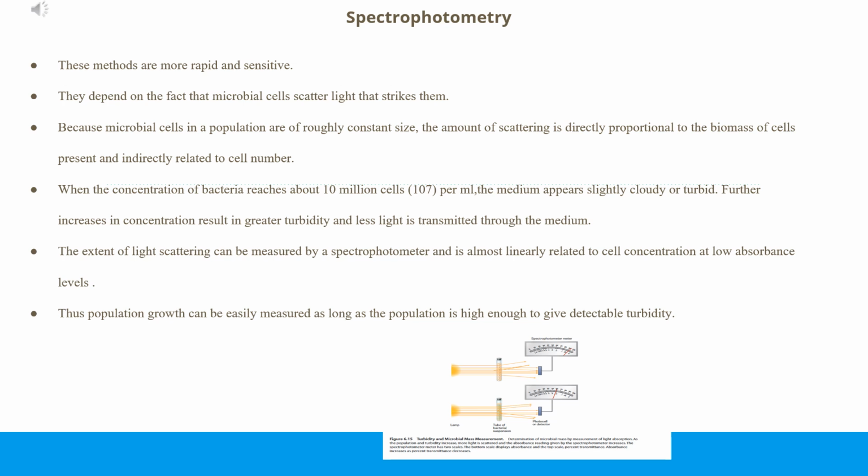When the concentration of bacteria reaches about 10 million cells per milliliter, the medium appears slightly cloudy or turbid. Further increase in the concentration results in greater turbidity and less light is transmitted through the medium. The extent of light scattering can be measured by a spectrophotometer and is almost linearly related to the cell concentration at low absorbance levels. Thus, population growth can be easily measured as long as the population is high enough to give detectable turbidity.